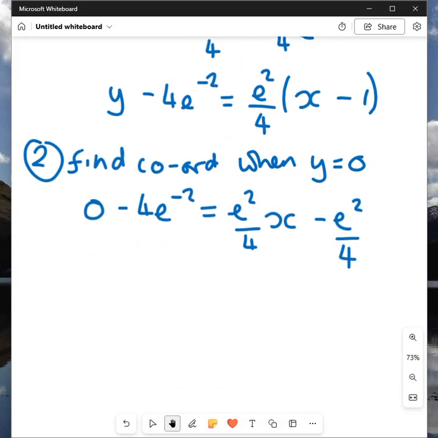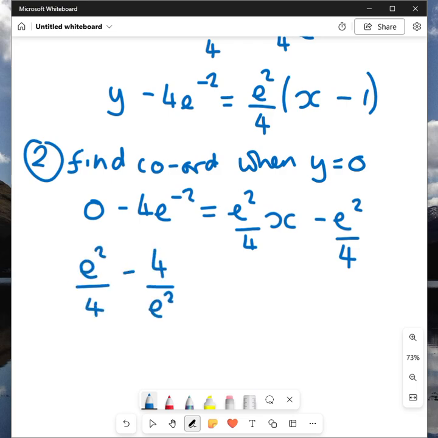And then I need to rearrange that and make x the subject of that equation. So let's just move everything else across. So it'd be e squared over 4, and I'm going to write that as 4 over e squared here, is equal to e squared over 4 x.